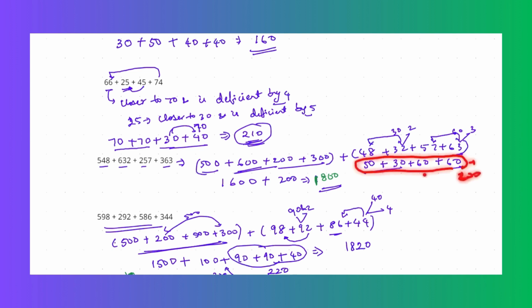So here we have the addition as 1600. How can we add this in a simpler way? 200 and 300 is 500. 500 and 500 will give you 1000. 1000 and 600 will give you 1600. So this becomes 1800.